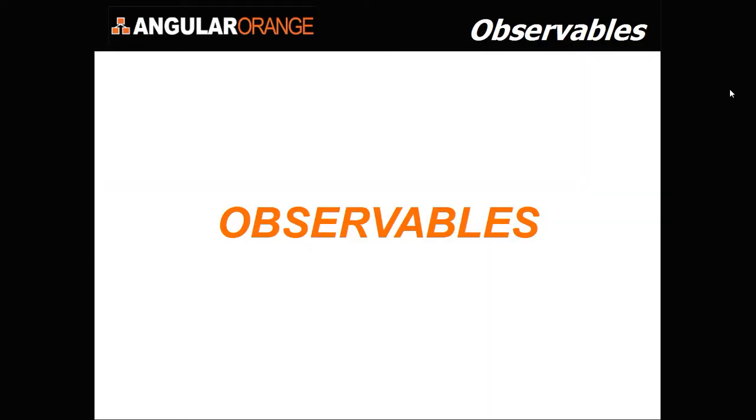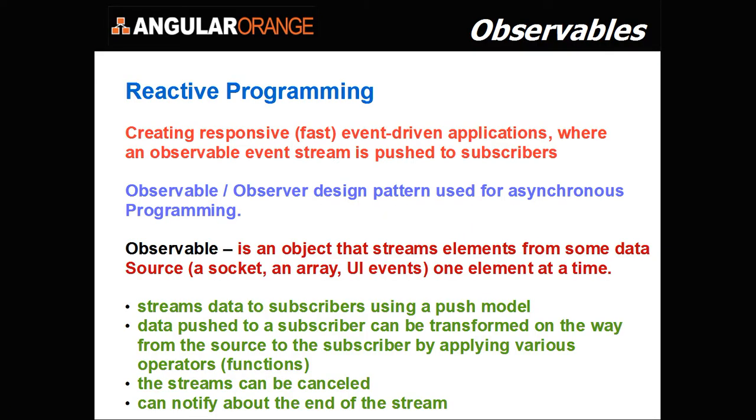Today we're going to talk about observables and try to apply it to the reactive programming model provided by the Angular framework. Okay, creating responsive, fast, event-driven applications where an observable event stream is pushed to subscribers. The observable-observer design pattern is used for asynchronous programming. What is an observable? It's an object that streams elements from some data source, say a socket, an array, or UI events, one element at a time.